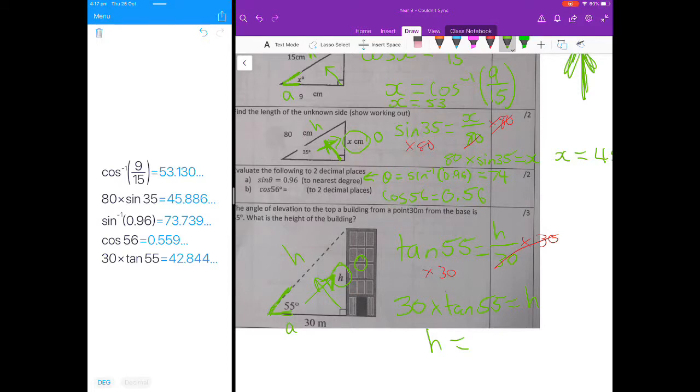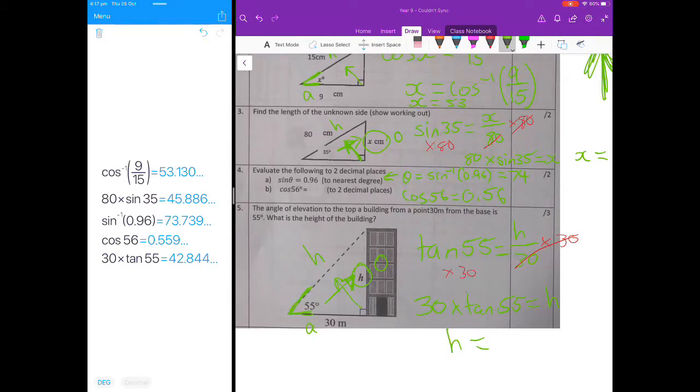And our answer, there we go. We've got 43 meters to the nearest meter. And done.